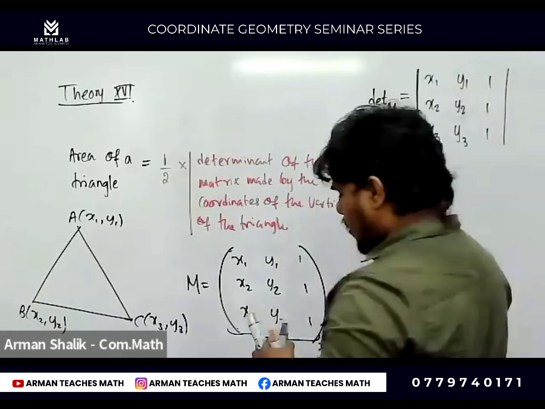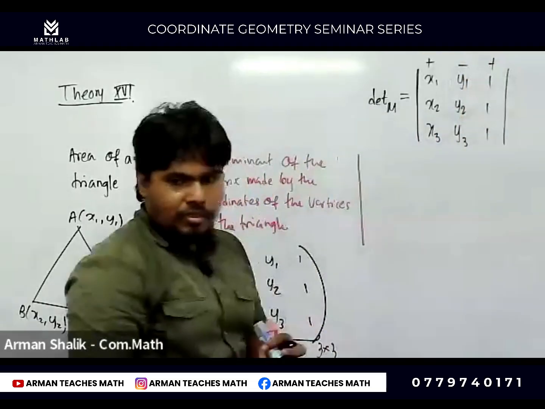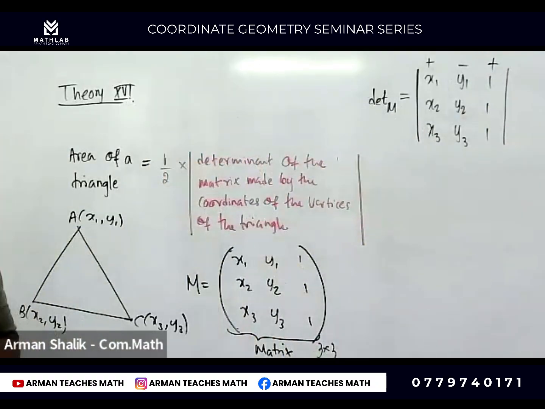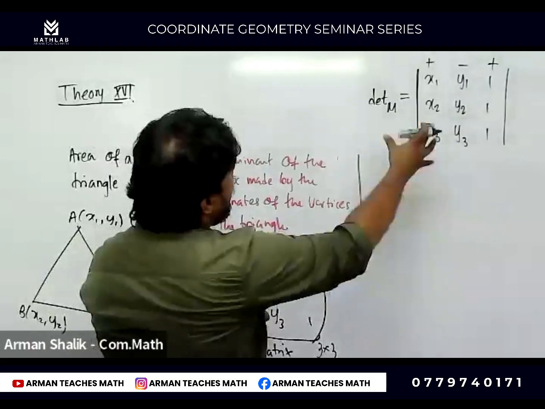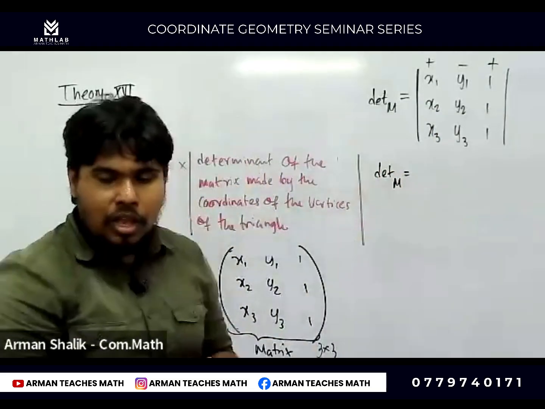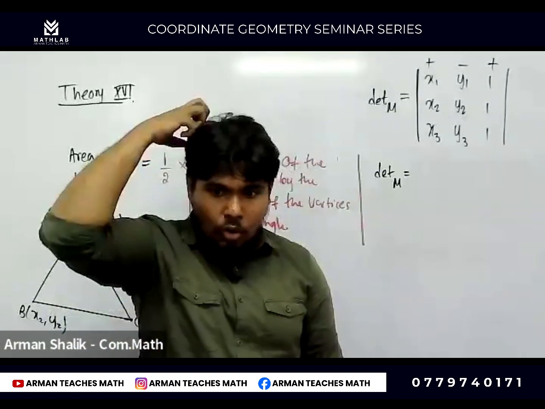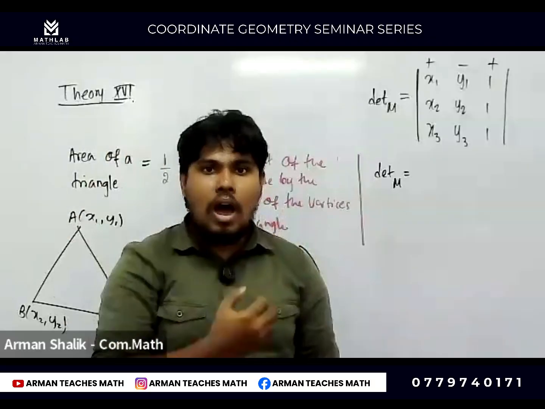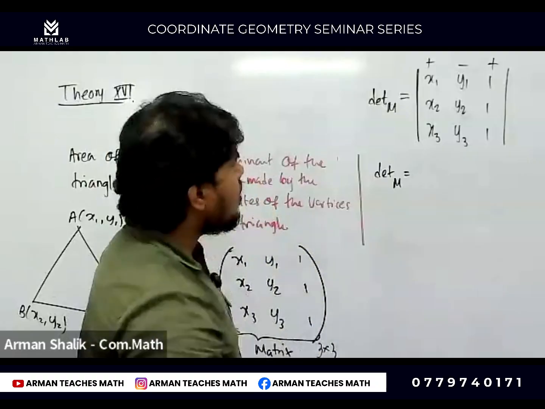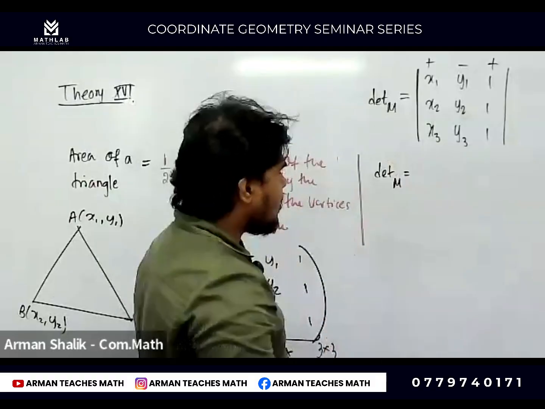Now, put a plus sign, minus sign, plus: plus, minus, plus. Now this is the operation. How is this operation performed? Listen carefully. What happens here?